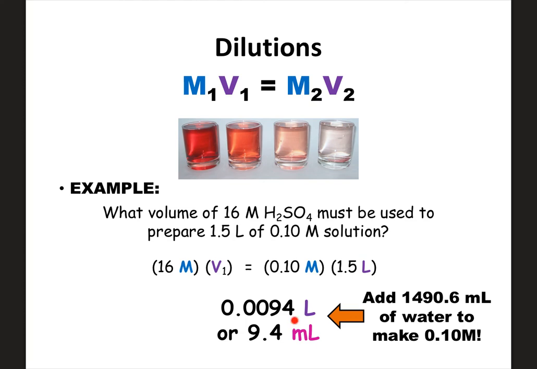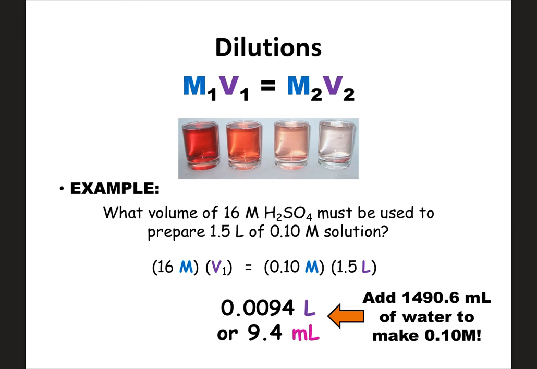This is telling you the amount of the 16 molar sulfuric that you need. How do you get it up to 1.5 liters or 1500 milliliters? The rest has to be water. So if you take 9.4 milliliters of the super concentrated sulfuric and add to that 1490.6 milliliters of water, that will give you your total of 1.5 liters or 1500 milliliters, and that will dilute 16 molar down to 0.1 molar.